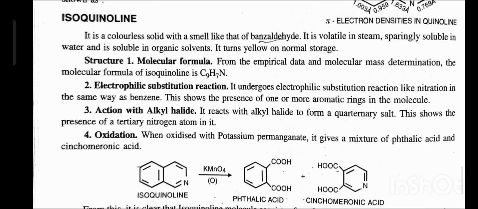Structure. First, molecular formula. From the empirical data and molecular mass determination, the molecular formula of isoquinoline is C9H7N. Second, electrophilic substitution reaction. It undergoes electrophilic substitution reactions like nitration in the same way as benzene. These show the presence of one or more aromatic rings in the molecule. Third, action with alkyl halide. It reacts with alkyl halide to form a quaternary salt. This shows the presence of a tertiary nitrogen atom in it.